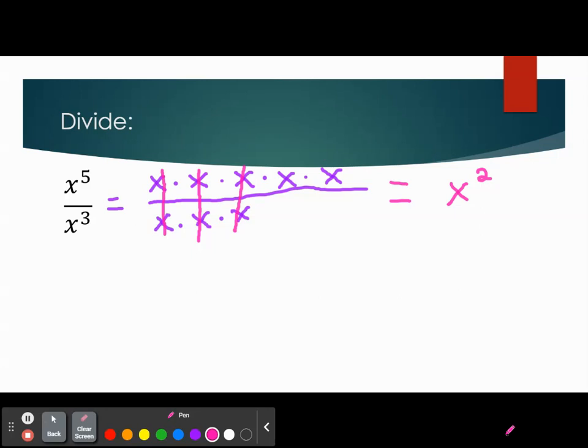Do you see a quicker way to get that? Just take the 5 minus 3. Anytime you're dividing numbers that have the same base, all you have to do is subtract the exponents.